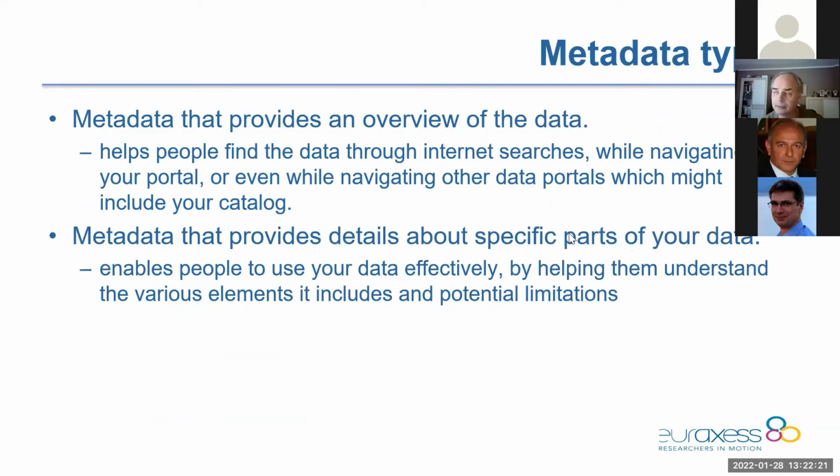Metadata can be divided into two types. The first one is metadata that provides an overview of the data. This kind of metadata helps people find the data through internet searches. And the other type is metadata that provides details about specific parts of your data. This kind of metadata enables people to use your data effectively by helping them understand your data.